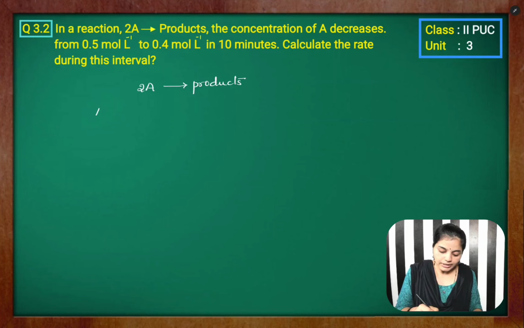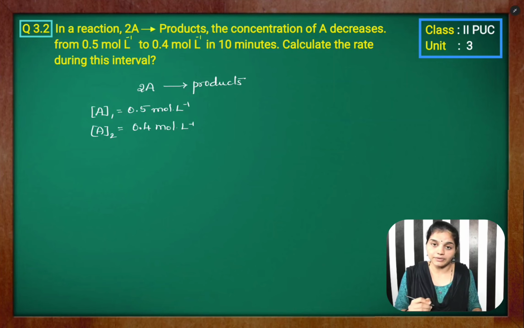They told us the concentration of A is decreasing from 0.5 mole per liter to 0.4 mole per liter in 10 minutes. So at time t1, the concentration of A is A1, and that is given as 0.5 mole per liter. At time t2, the concentration of A is A2, and that is 0.4 mole per liter. This decrease in concentration of A is taking place in the time interval of 10 minutes. So delta T is 10 minutes. And we are asked to calculate the rate during this time interval.